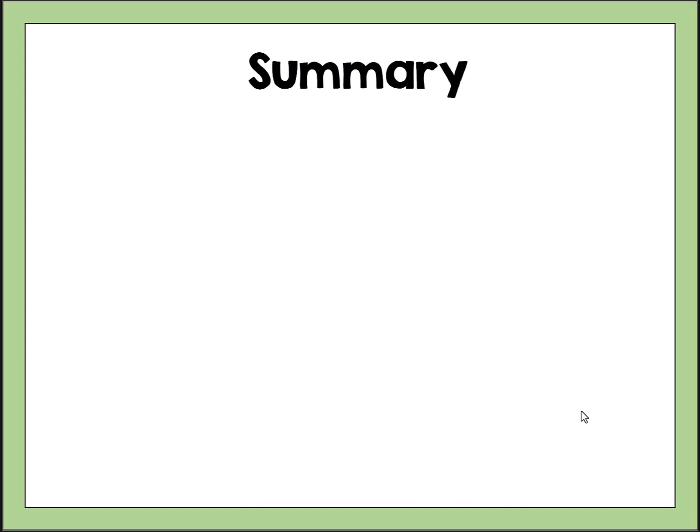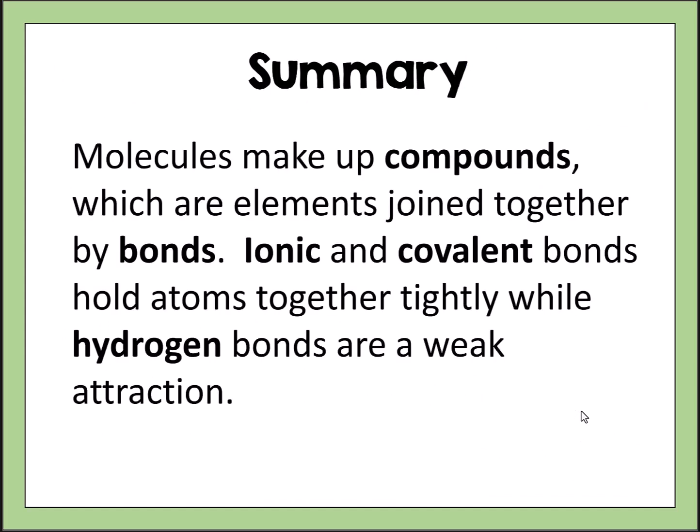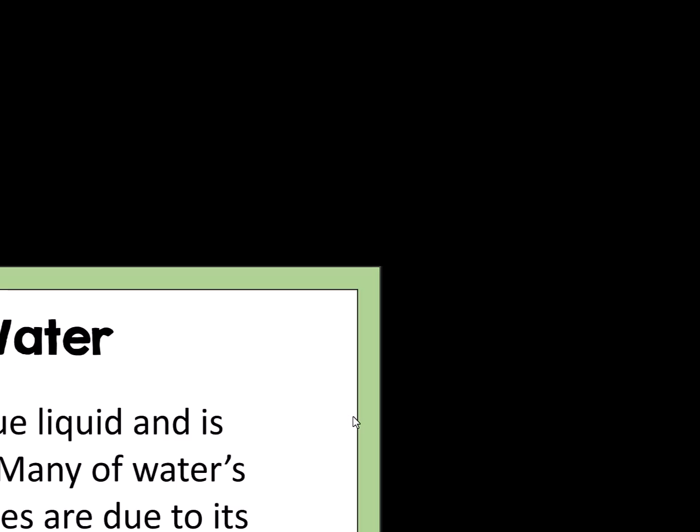So in summary, molecules make up compounds, which are elements joined together by bonds. Ionic and covalent bonds hold atoms together tightly, while hydrogen bonds are a weak attraction. So hydrogen bonding occurs in water because water molecules show polarity. Water is a unique liquid and is crucial for life, which is why we're discussing it in a biology course. Many of water's unique properties are due to its polarity.